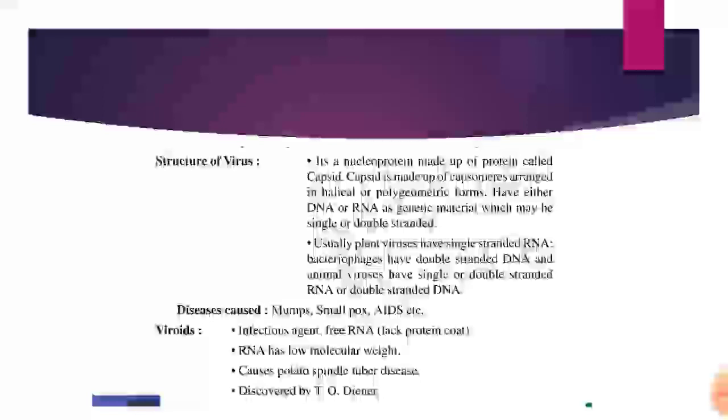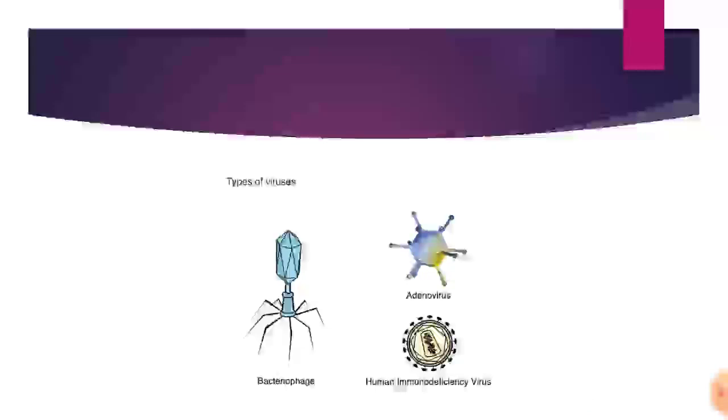Viroids. These are infectious agents. These are free from protein coat and have RNA of low molecular weight. They cause potato spindle tuber disease. This was discovered by T.O. Diener. Types of viruses: bacteriophage, adenovirus, human immunodeficiency virus.